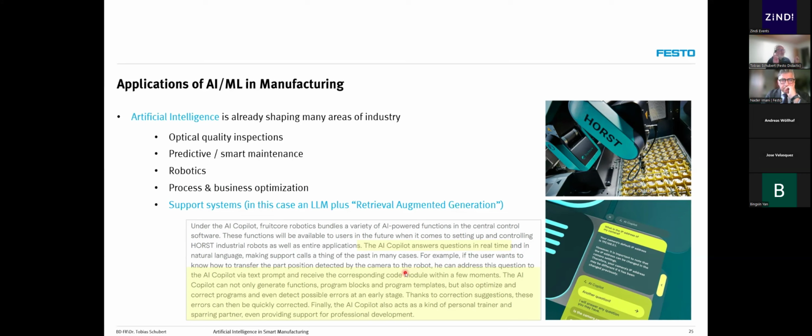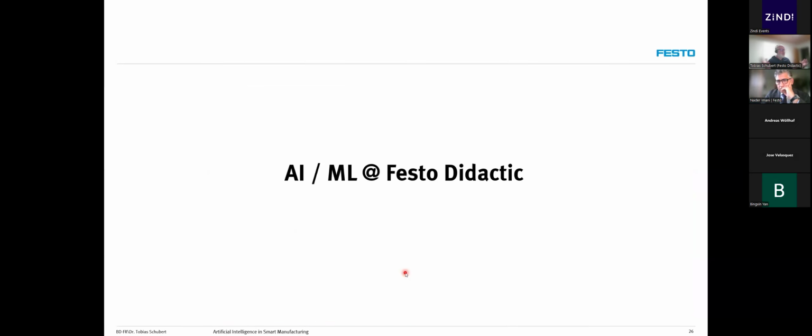So that's the typical AI co-pilot based on large language models, as we can see it in a lot of different fashions right now. But it's also coming more and more, and we also have something like that for our learning factories, for example. I will show you later. Okay, so these are some of the typical application scenarios where you can find AI and ML, at least in Germany nowadays.